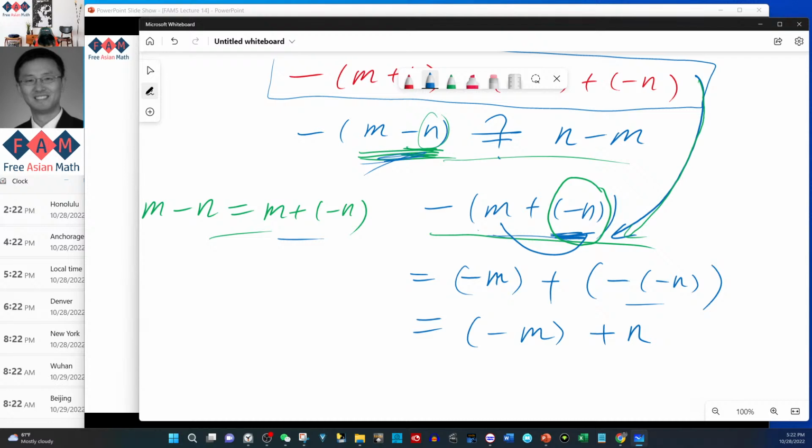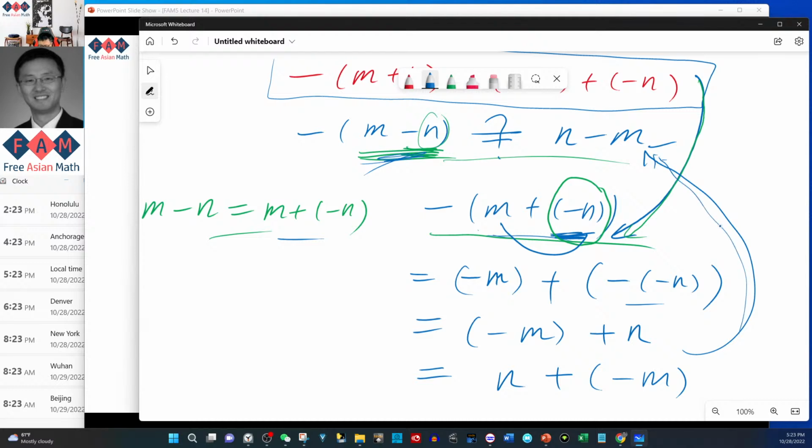Okay, this is a lot more similar to this, but it still seems a little bit off. And what can we do to make further progress? Well, remember, we can use the commutative law. Now we put this as n plus negative m, right? This is nothing but the commutative law. Now finally, we put n in the first place, m in the second place, and that's similar to this.